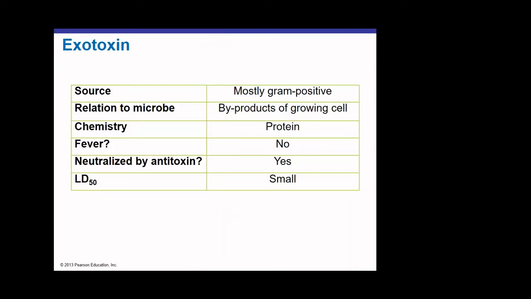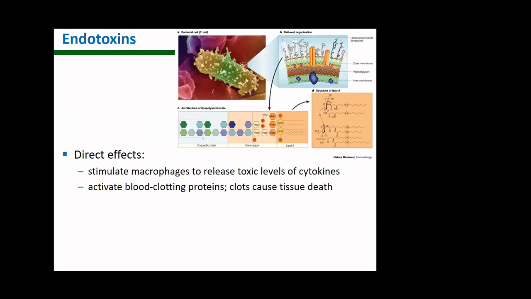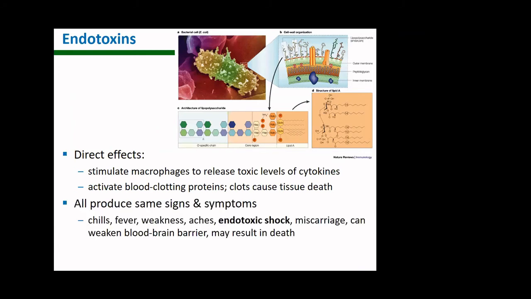All right, summary slide on exotoxin, a little bit more about endotoxins. Again, they can be a superantigen. They can cause macrophages, which are innate immune cells, to release a high level of those cytokines, those pro-inflammatory proteins. They can activate blood clotting. It can produce things like endotoxic shock. It can even weaken the blood-brain barrier. Okay, and if there's enough present, it can cause death.